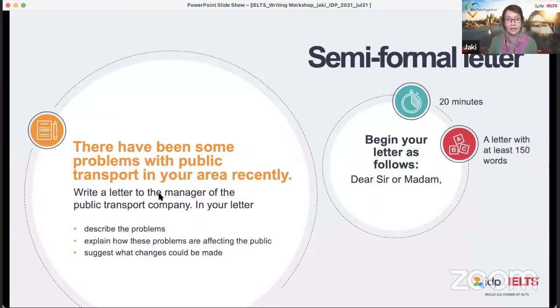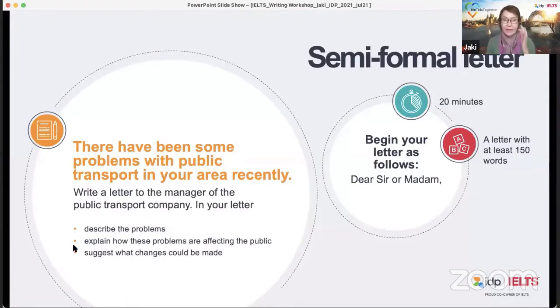Write a letter to the manager of the public transport company. In your letter, describe the problems, explain how the problems are affecting the public, suggest what changes could be made. So if you were here on Monday, this was the one I think that you probably looked at. So this is a little bit of review, but don't worry, we'll look at lots of other ones as well.